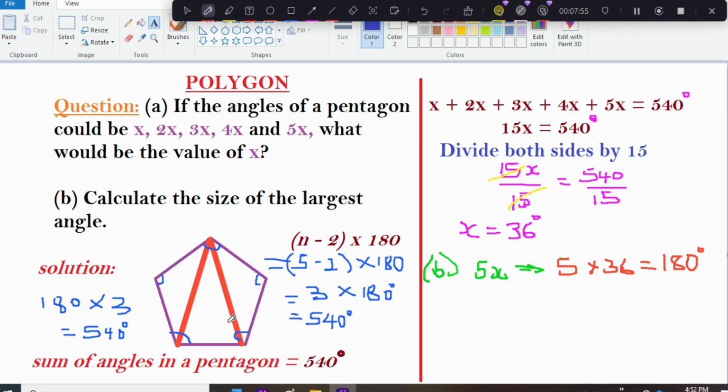Or a drawing can be made of that particular polygon. We make the drawing and check the number of triangles there. Now remember, a triangle contains 180 degrees. So 180 multiplied by the number of triangles you have will give you the sum of angles in that polygon.